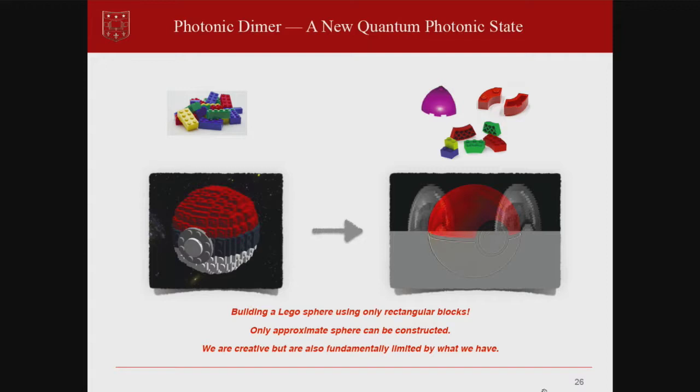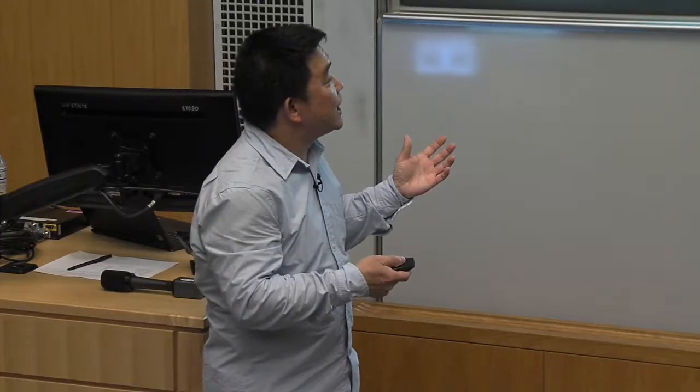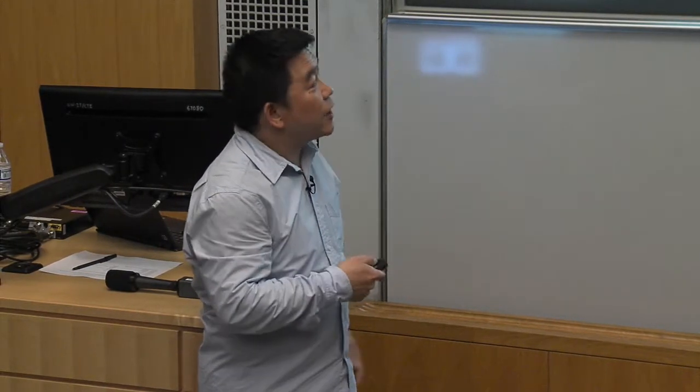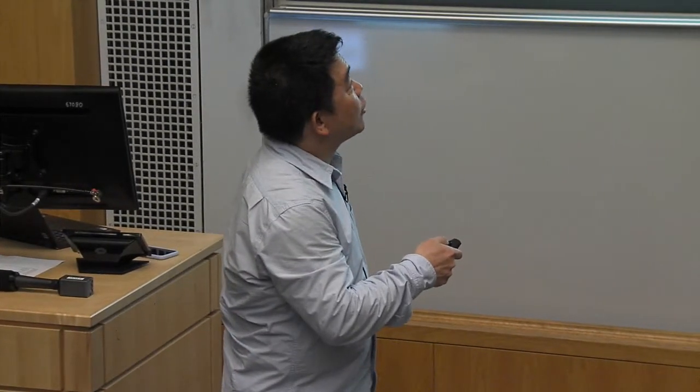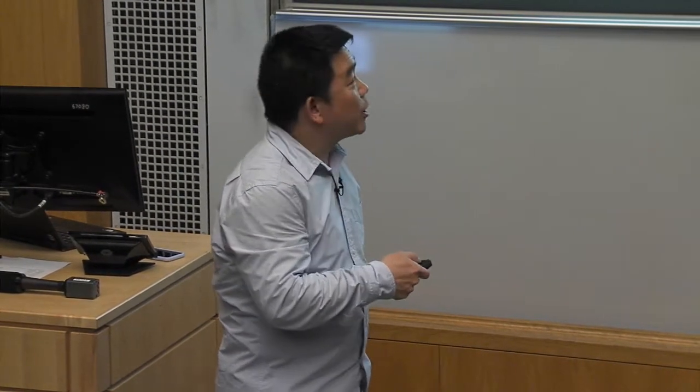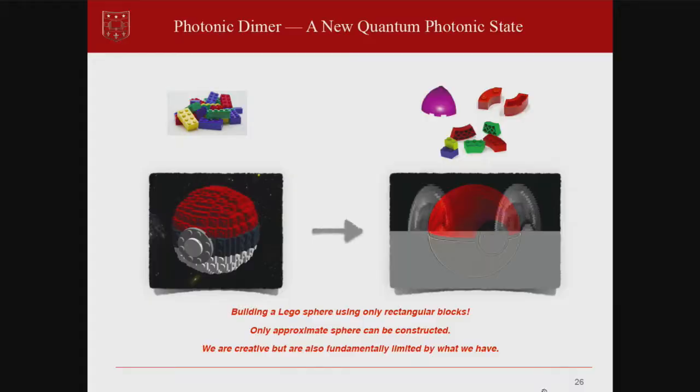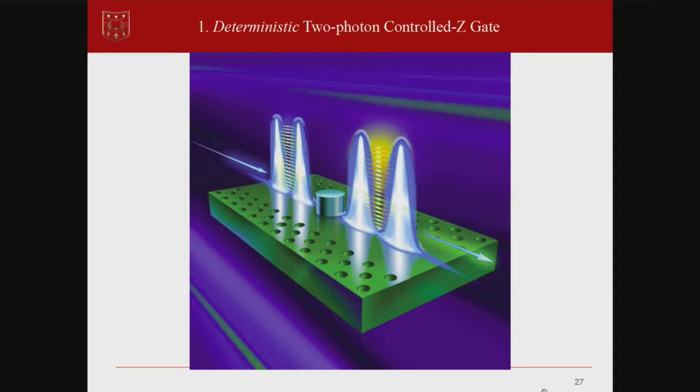Say you are asked to build a sphere out of ordinary Lego pieces, then this is roughly the best you can do, right? Because you are fundamentally limited by what you have. And if you are given some interesting Lego pieces with a very unique shape, then you can build a much better Lego sphere, right? So that's simple. In some sense, this photonic dimer provides you new pieces to do interesting things. And in the following, I'm going to tell you what interesting things we can do. The first one is a deterministic two-photon controlled phase gate, the control Z gate.